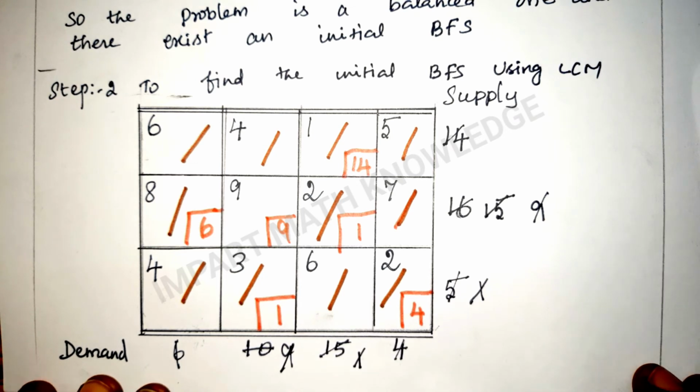In this way, you have to allocate the value using the least cost entry method. Let me repeat, you have to select the minimum value from the given cost matrix. There you allocate your value. Once the allocation is over, you have to cross out the satisfied row or column and then you go for the next allocation. Continue the procedure till all the allocations are over.